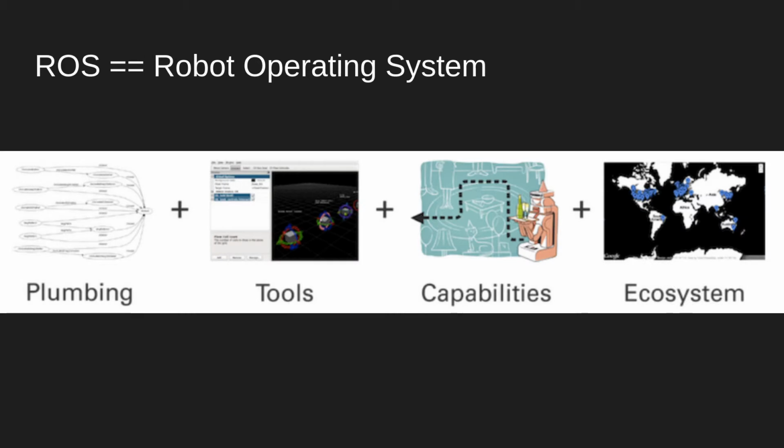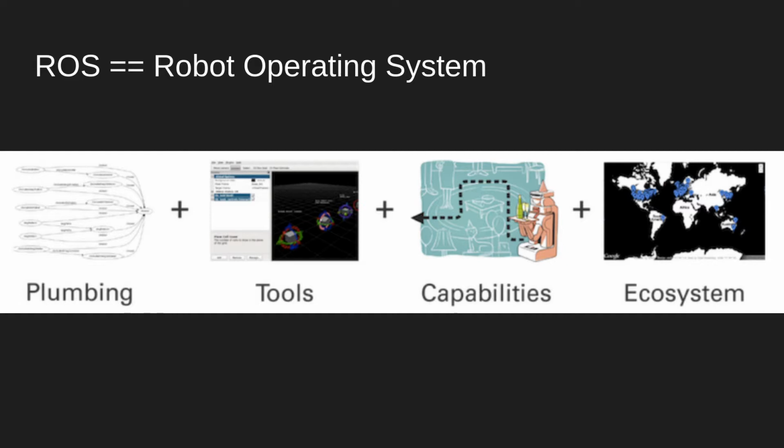So starting with ROS. ROS stands for Robot Operating System. And in essence, it's these four things. It is plumbing, tools, capabilities, and ecosystem.